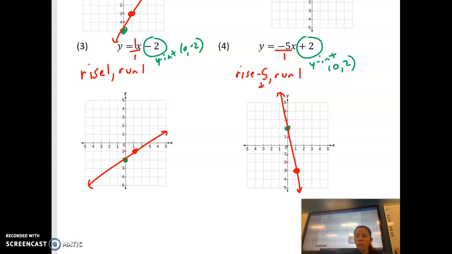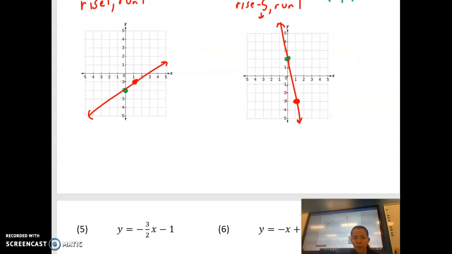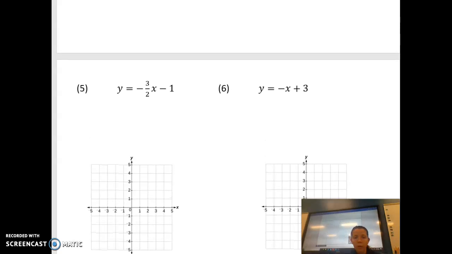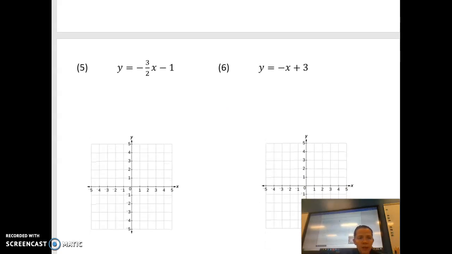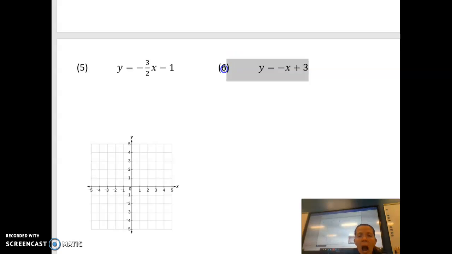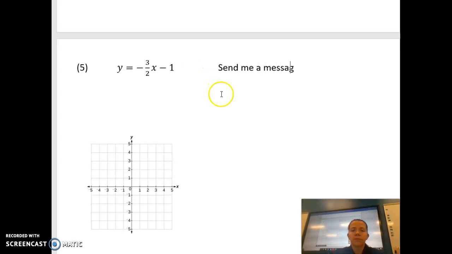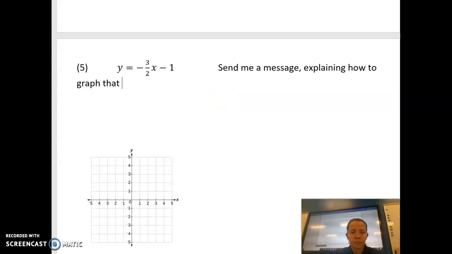Okay? So before you leave today, I will also put this in the chat. What you're going to do is explain how to plot y equals -3/2 x minus 1. So you need to send me a message explaining how to graph that line in words. Okay, so you don't have a graph. You need to tell me where you start, then where to go. All right?